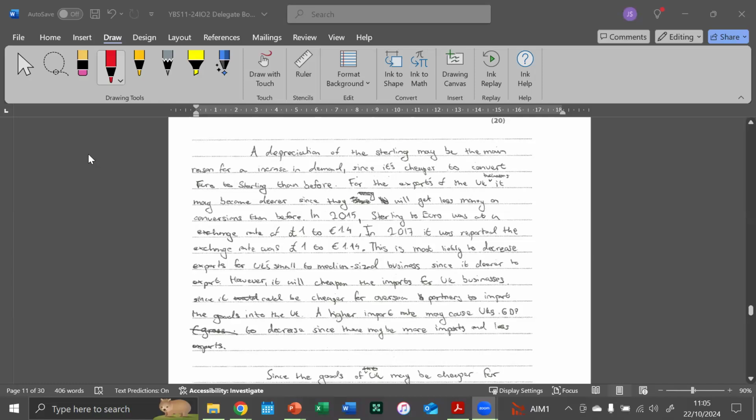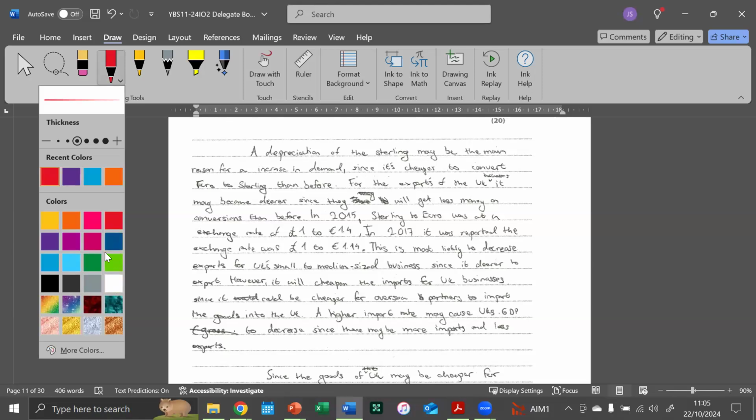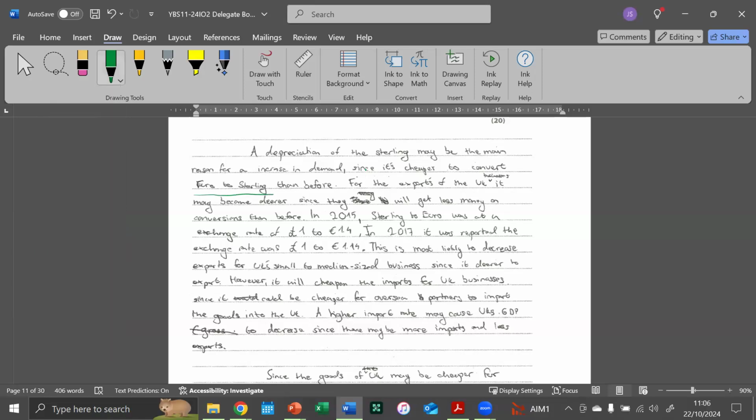I think this exemplar was a nightmare to mark. This could be a question where an examiner could make an error with it because it's sort of back to front. And I'm just going to pick a sort of neutral color here. Let's pick some kind of like green. That's quite an exciting color. And it's also the color of the environment and also the color of open for convenience stores late at night. Right, a depreciation of the sterling may be the main reason for an increase in demand, since it's cheaper to convert euro to sterling than before.